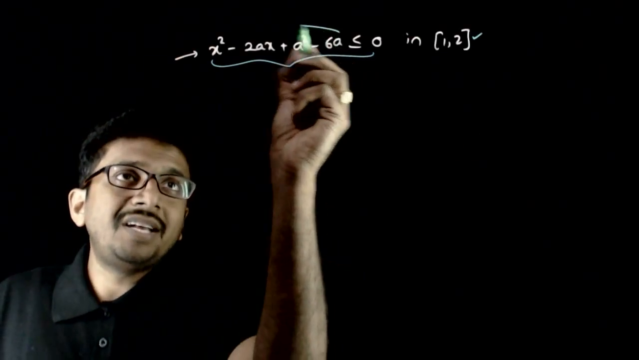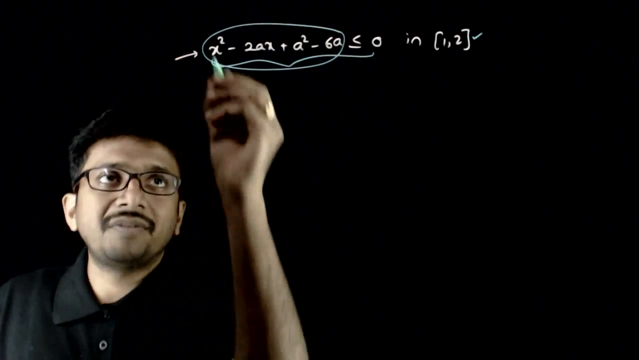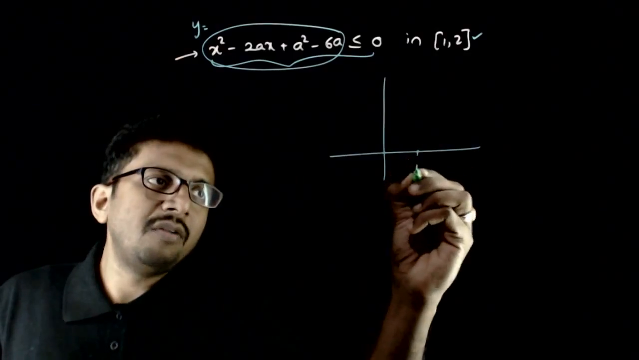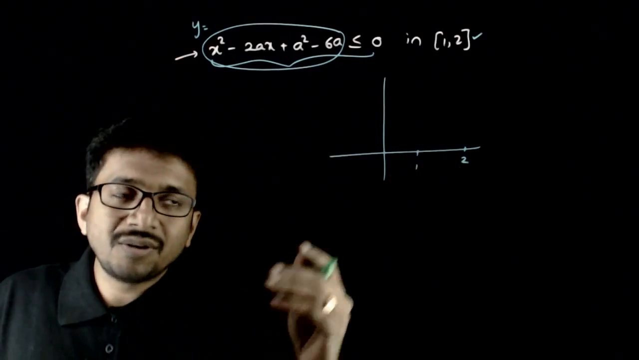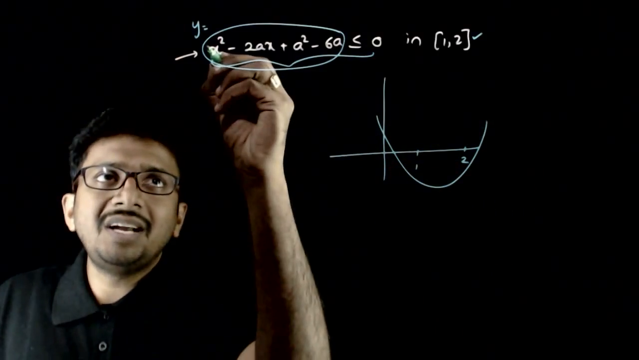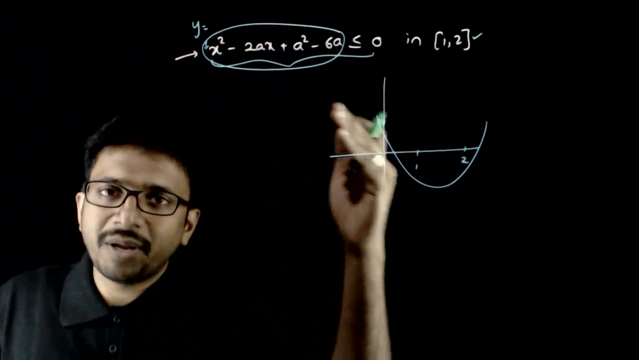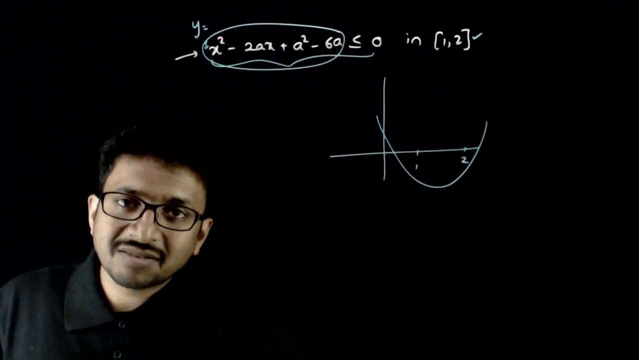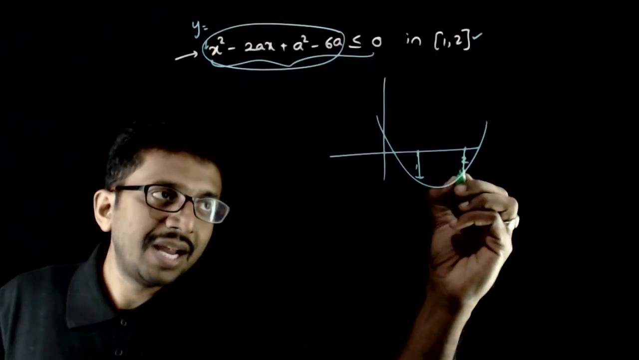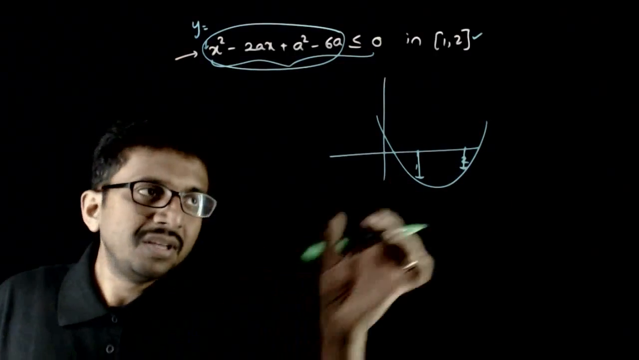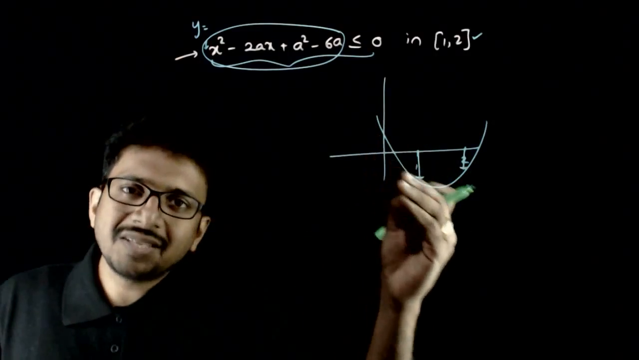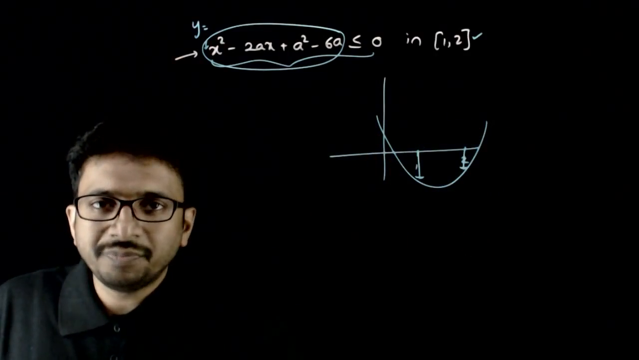That means if I take the graph of this expression, y is equal to this, its graph should always be less than or equal to 0 between 1 and 2. That means the graph has to be like this. Because the leading coefficient is positive, it is an upward parabola. So the graph has to be like this. That is, at x equal to 1 it should be less than 0, and at x equal to 2 also it is less than 0. If at these two values the function is less than 0, then obviously it is negative between 1 and 2.